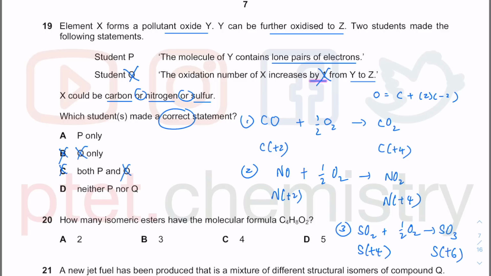But is student P correct? The molecule of Y contains lone pair of electrons. If you look at all of these, CO basically looks like this. You have lone pair of electrons on both the carbon and the oxygen. Sulfur dioxide looks like this. You have lone pair on the sulfur, where this one is 120-degree bent shape. So definitely both of them will have a lone pair of electrons.